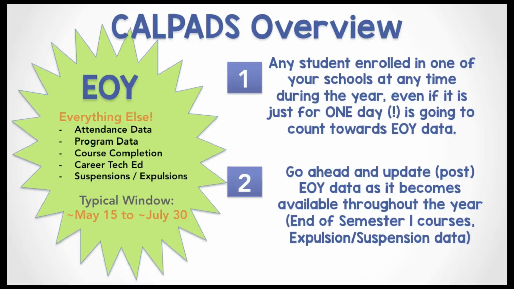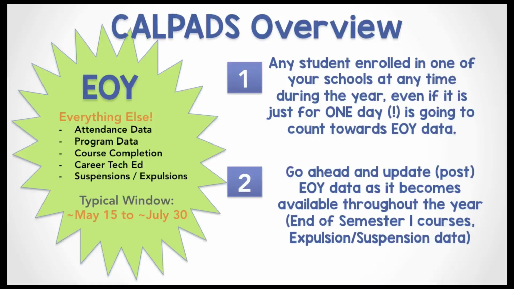Another thing that marks a big difference between Fall 1 and Fall 2 is the fact that you can update and post end of year data as it becomes available. So when semester 1 rolls around and you have definitive information on who has completed coursework for semester 1, you can go ahead and post that. Even if you're posting that in February or March timeframe, it really doesn't matter. The certification window won't open up until May 15th, but you can actually keep updating discipline, suspensions, expulsions, and other things throughout the year, and it's probably a really good idea to do that.